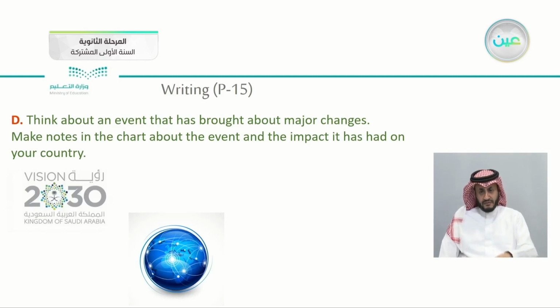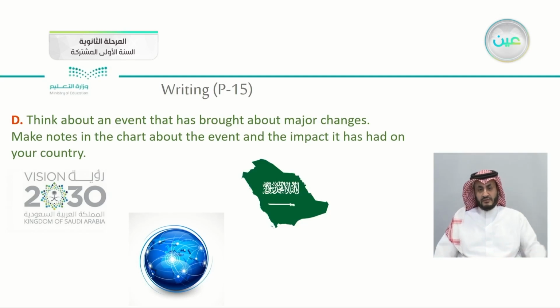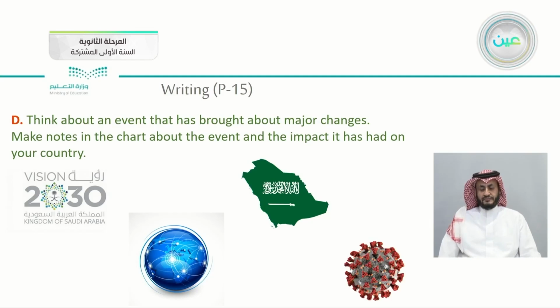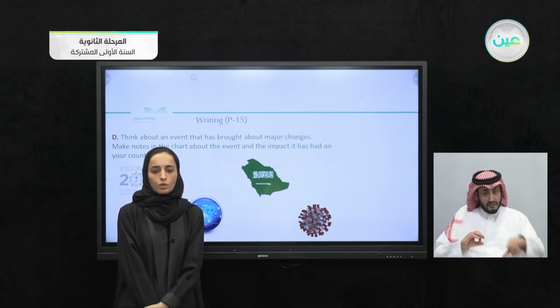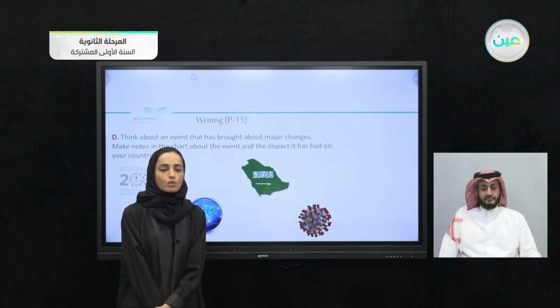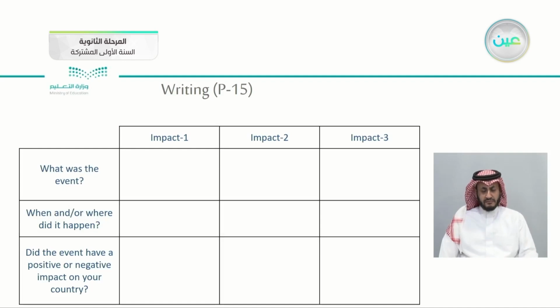Also, the internet, it has changed our lives. And also, the unification of the Kingdom of Saudi Arabia, 1932. You can refer to the discussion lesson. And the idea of the pandemic or the coronavirus. These are events that have a positive or negative effect on our lives. Now I want to choose one of these, and we are going to fill out this one.